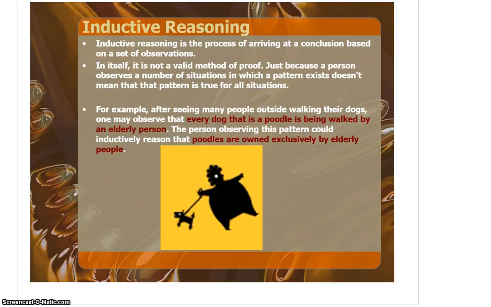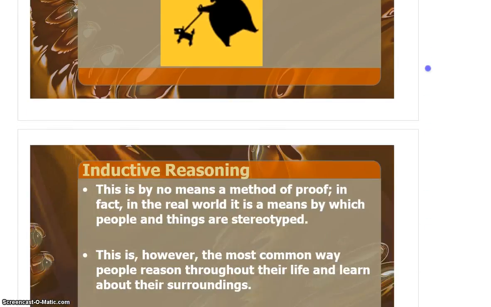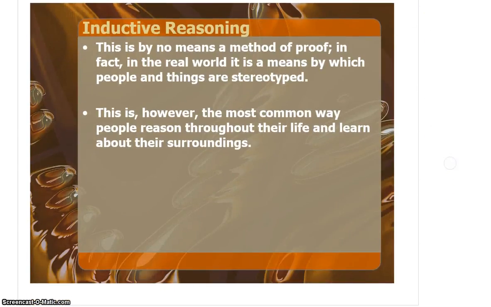Because I see every elderly person walking a poodle, then poodles are only owned by elderly people. This is by no means a method of proof. In fact, in the real world, it is a means by which people and things are stereotyped. This is, however, the most common way people reason throughout their lives and learn about their surroundings.